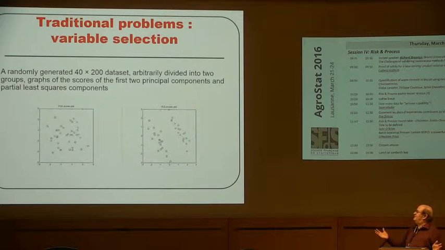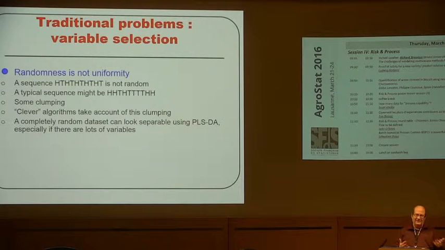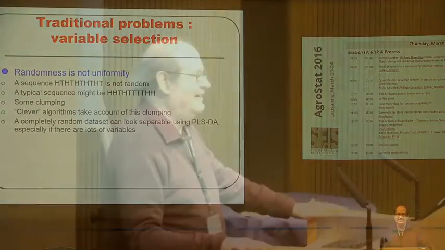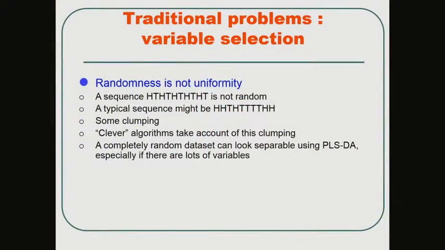But I've told you the principle, and PLS does this very well. So people like PLS because it does it very well. What you've got to understand is randomness is not uniformity. So the top sequence is not random. A typical random sequence might be the next sequence. So there's always some clumping. So a clever algorithm looks at its clumping, uses that clumping to form a model that apparently is successful. And that is a problem that a lot of people find.